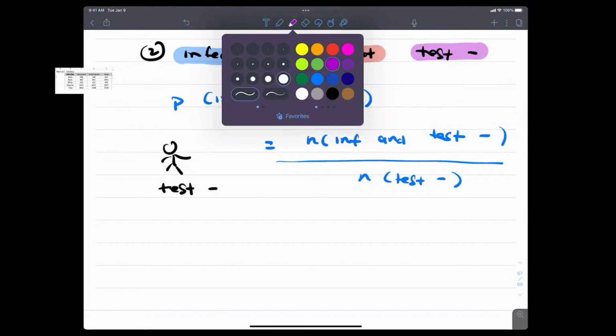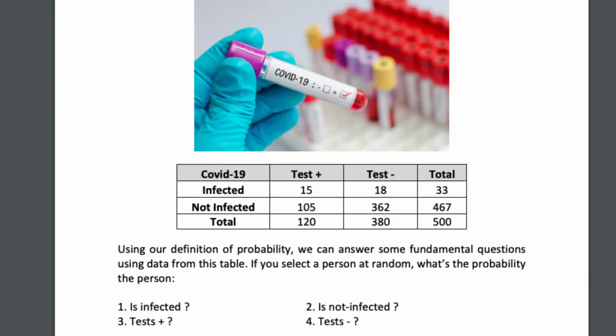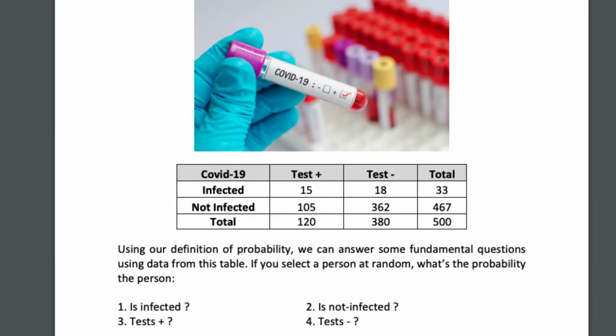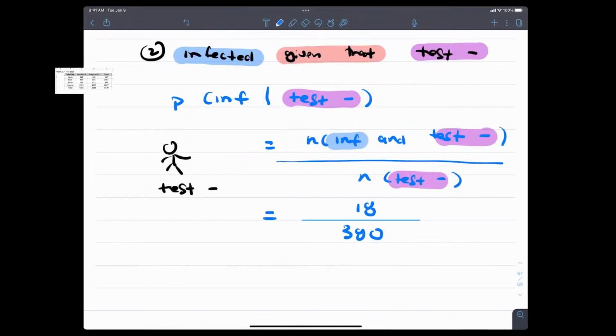We need to now know of all the people that test negative, right? How many are actually infected? Because everybody in this table was tested twice, so they found the errors. They found the error rates. They don't tell you that, but everybody in this table was tested twice. Now, how many people tested negative? 380. Could you guys see that? The test negative column? 380. Of the 380 who test negative, how many are actually infected? Now, that's the ratio, 18 out of 380.